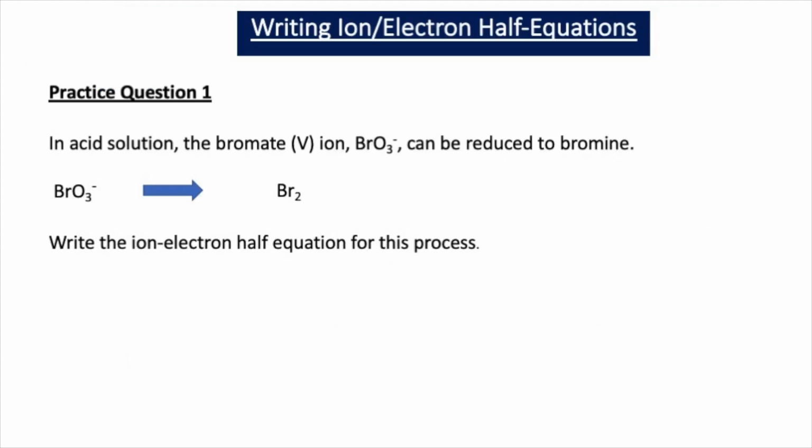So now let's give you some practice at writing these ion electron half equations. So here's a practice question. It says in acid solution the bromate 5 ion BrO3 1 minus can be reduced to bromine. And I've written BrO3 1 minus goes to Br2. Now all we want you to do here is write the ion electron half equation for this process. So pause the video, have a go at it, and then we'll go for the answer.